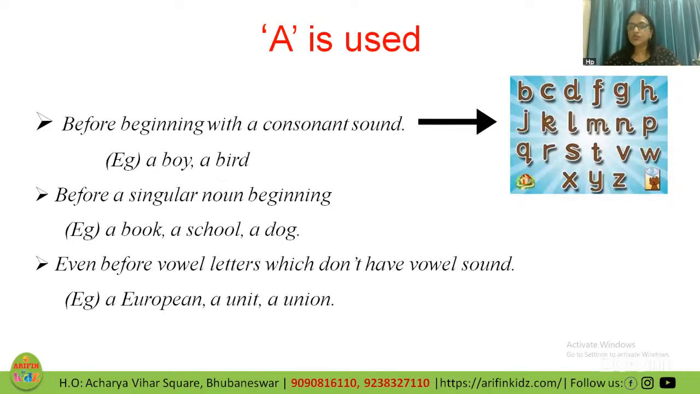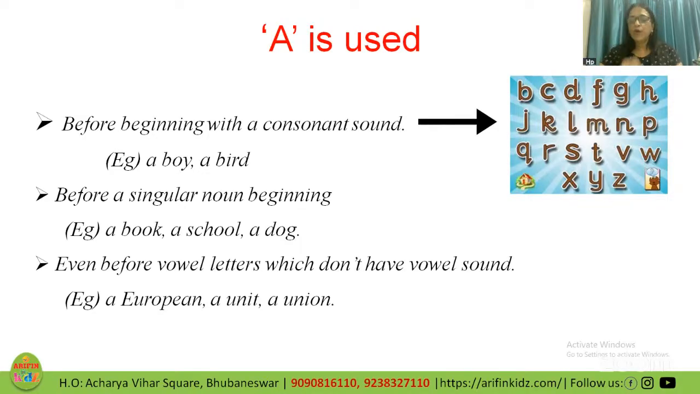Before a word beginning with a consonant sound, here I am telling you, there are 26 letters in the English alphabet, that is A to Z, you know. And there are only 5 vowels, and those are A, E, I, O, U. Rest of the letters are called consonants. That means B, C, D, F, G, H, J, K, L, M, N, P, Q, R, S, T, V, W, X, Y, Z. Those are called consonants. Out of 26 letters, 5 are vowels and the remaining 21 letters are consonants.